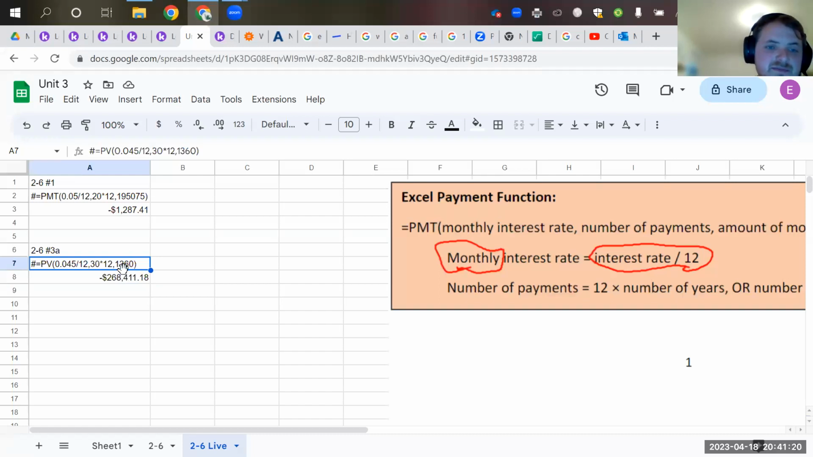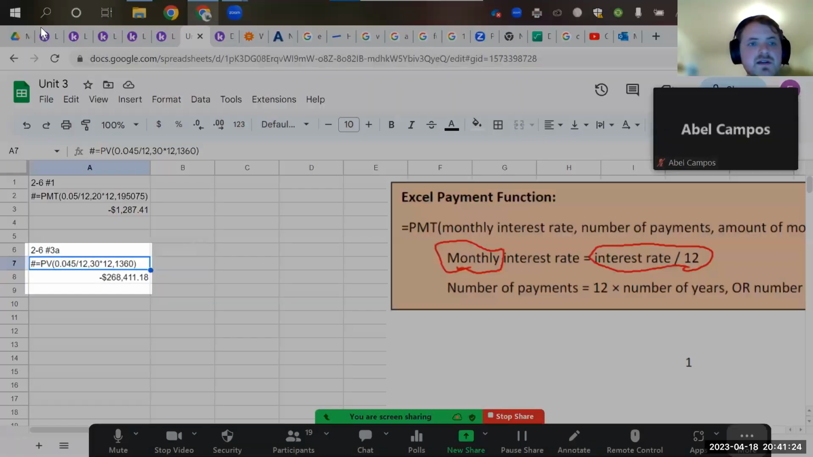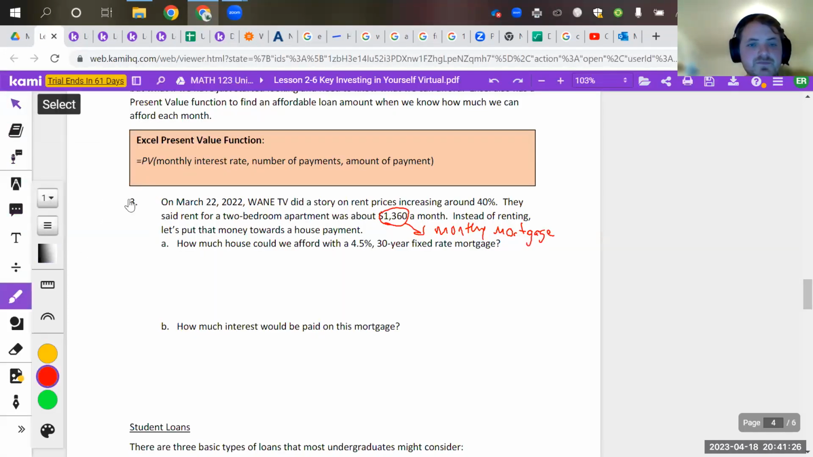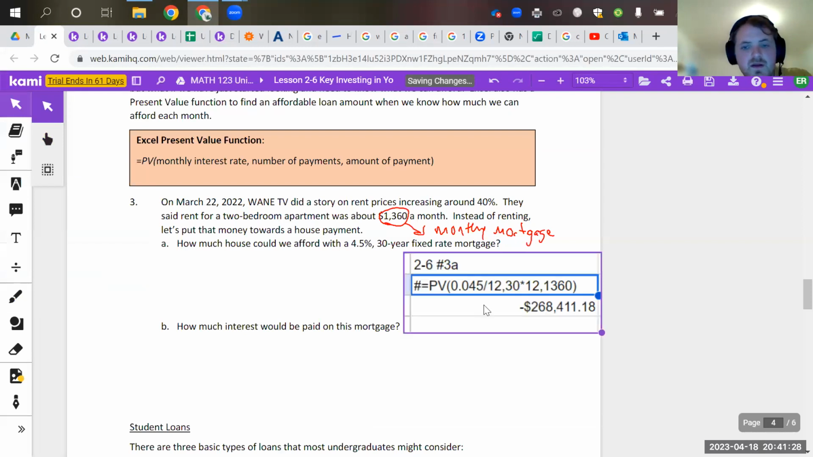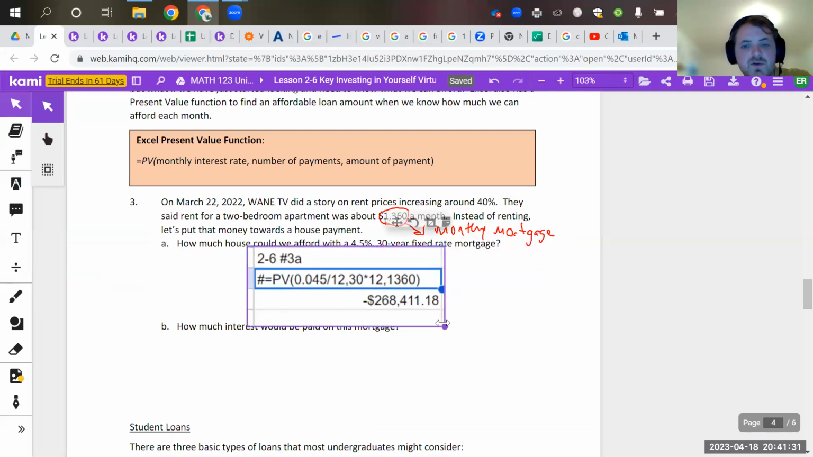to be consistent. Alrighty, so I'm going to dump that into the key as we come back over here. So that's how much we want to look for a house.